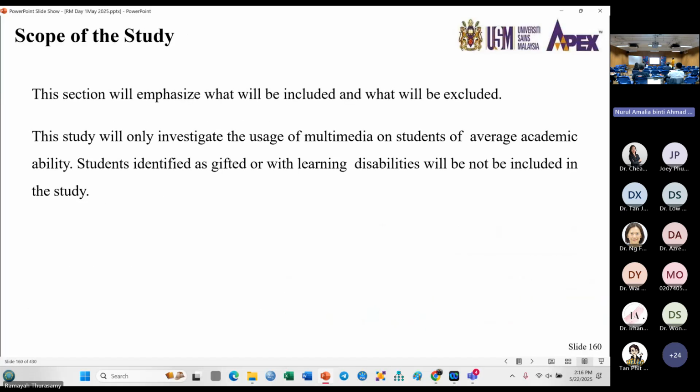The scope of the study is who will be included, who will not be included. You have to write it down. Don't use this as a limitation. It is a choice you make. I want to study only small and medium companies. I don't want to study large companies. So you can decide. Like here, they want to study only people with average ability, not the ones with high ability or low ability. So we can do that.